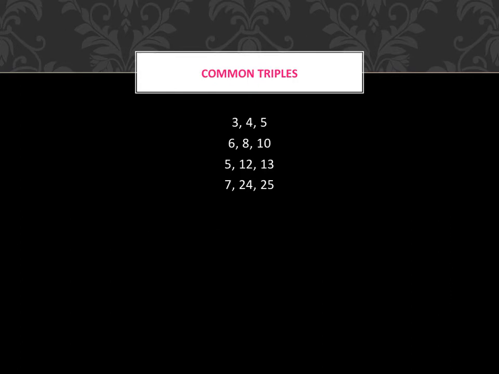Okay, so we have these things called Pythagorean triples. This is really important because we're going to be talking about Pythagorean triples, and these are some very common ones. First of all, a Pythagorean triple is 3 numbers that represent the sides of a right triangle.